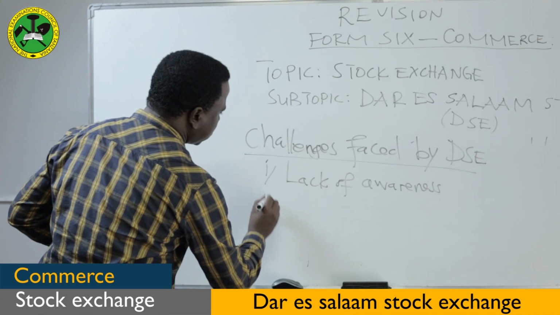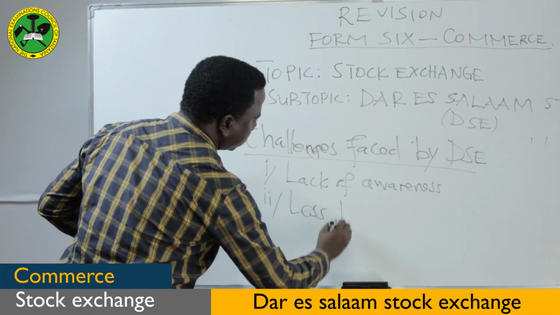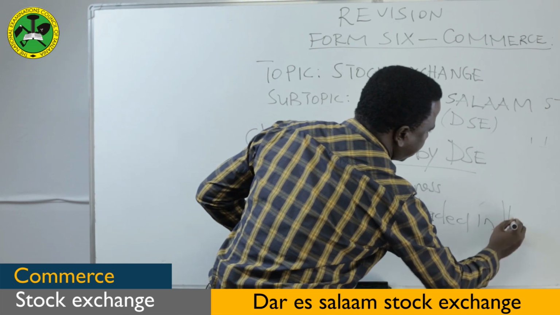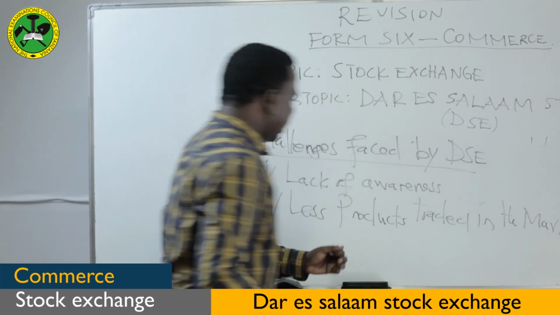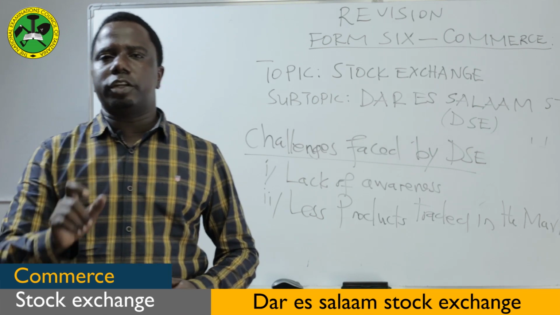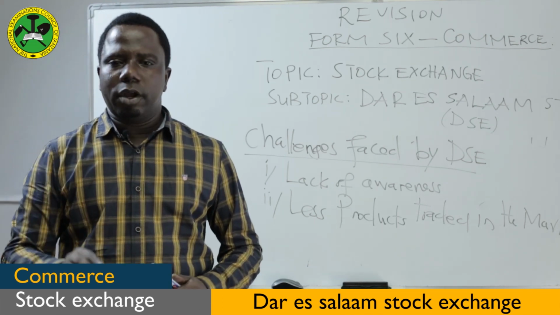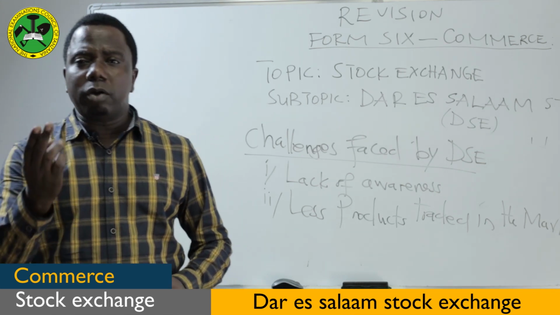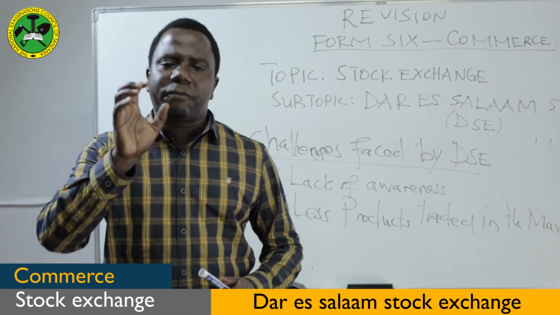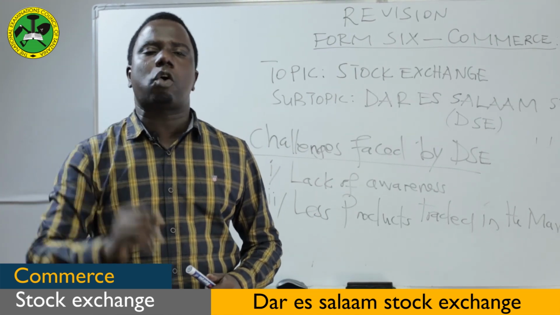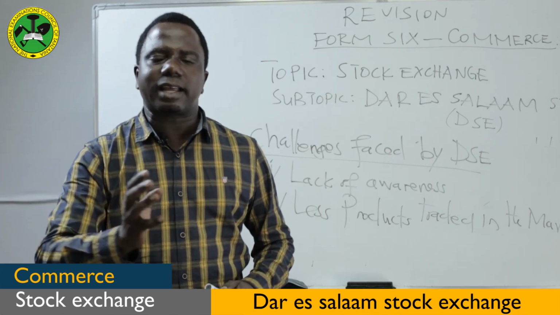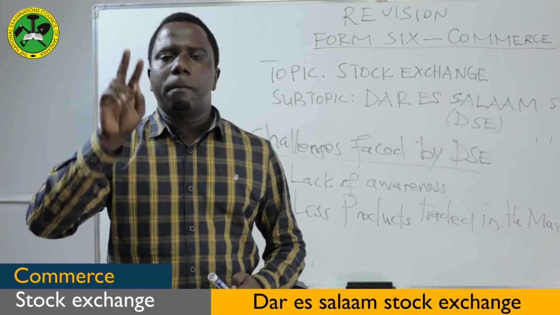Number two is fewer products traded in the Dar es Salaam Stock Exchange. We have only two products which are traded, which are shares and bonds. And for bonds, you have only two types, government bonds and corporate bonds. So this is the problem. We have few products traded in the stock exchange, but other markets have more than these two products. Our market has only two products.